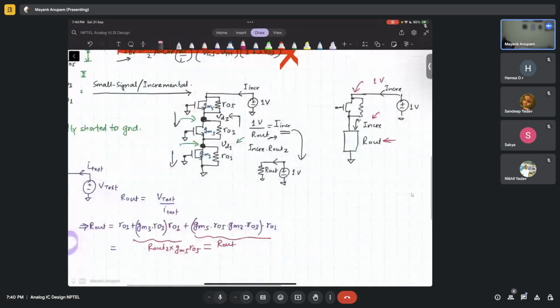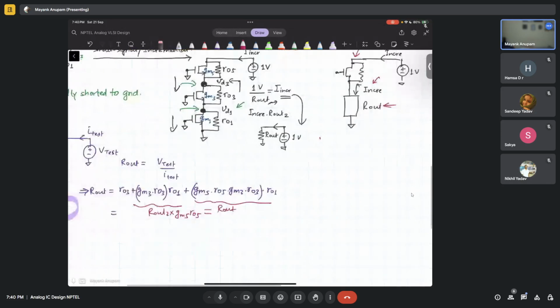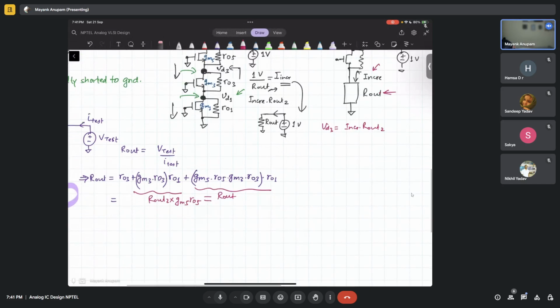Anyway, so I was saying, tell me what will be the voltage at this point? It will be I incremental times R out 2, right? This is VD3. So V out, VD3 is equal to I incremental times R out 2. And similarly, VD1 will be I incremental times R out 1, correct?